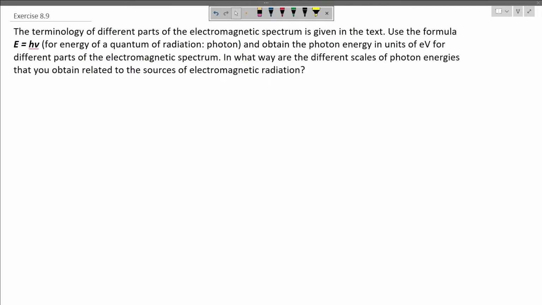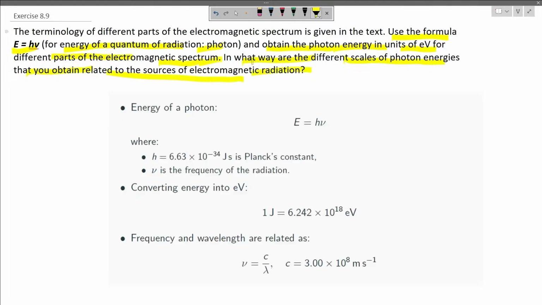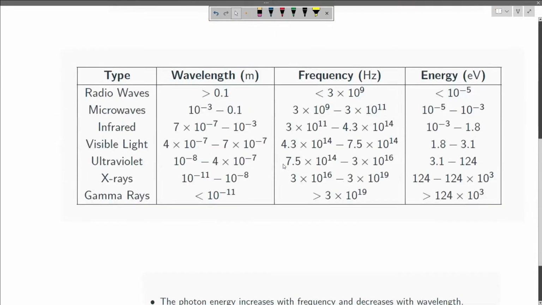The question says that the terminology of different parts of the electromagnetic spectrum is given in the text. Use the formula E equals h nu for the energy of quantum radiations, photons, and obtain the photon energy in units of electron volt for different parts of the electromagnetic spectrum. In what way are the different scales of photon energies that you obtain related to the source of electromagnetic radiations? We have to find out the photon energy, or the energy of these electromagnetic radiations, and the band is this.